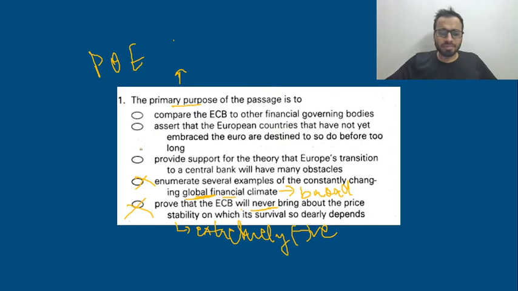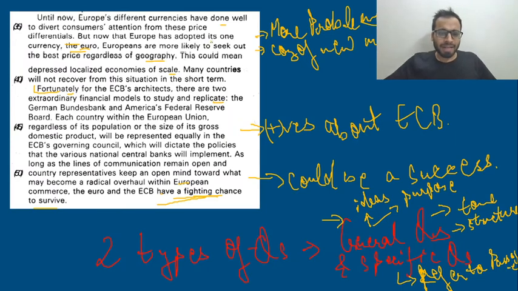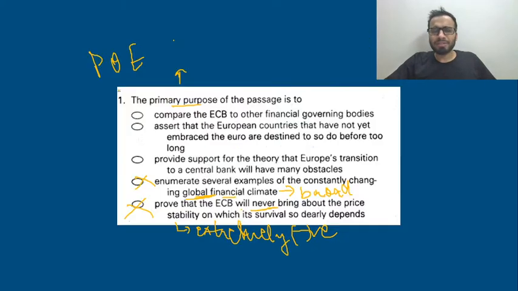Let's look at answer options A and B now. A says compare the ECB to other financial governing bodies. They were mentioned briefly in some of the paras. For example, we mentioned Germany's Bundesbank, and then there is America's Federal Reserve. But this is in the fourth or last paragraph where you're mentioning a couple of examples, and that is not the primary purpose of the passage. Those were examples, those were comparisons, but the primary purpose was not a comparison. It did not begin from the first paragraph itself. So we can eliminate A as well.